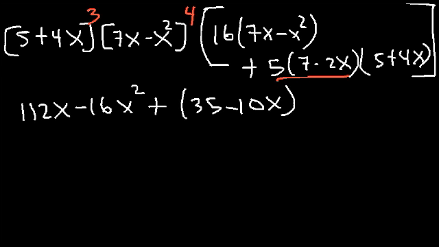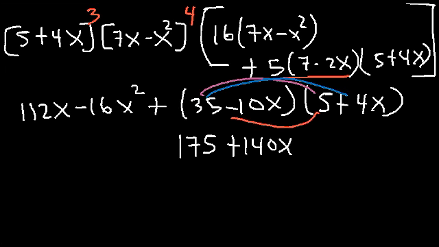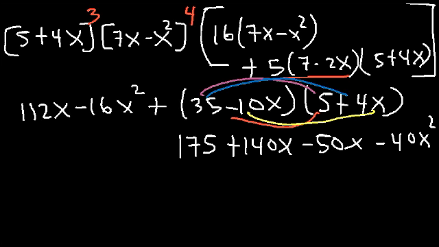And we need to multiply 35 minus 10x with 5 plus 4x. So let's FOIL. 35 times 5, that's 175. 35 times 4x, that's going to be 140x. And 5 times negative 10x, that's negative 50x. And finally, negative 10x times 4x is negative 40x squared.